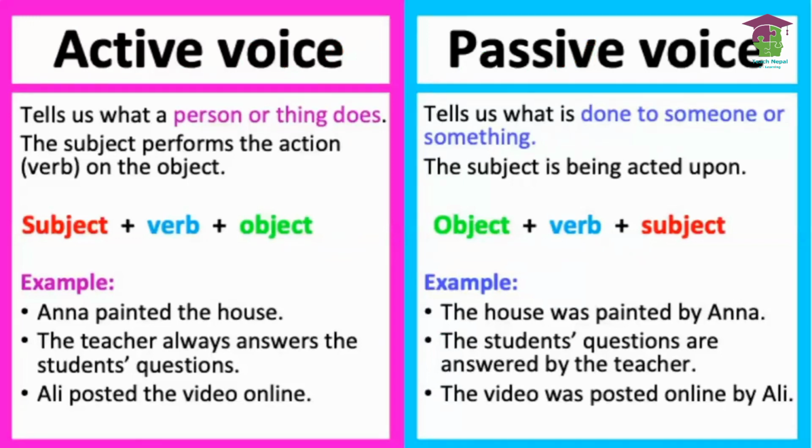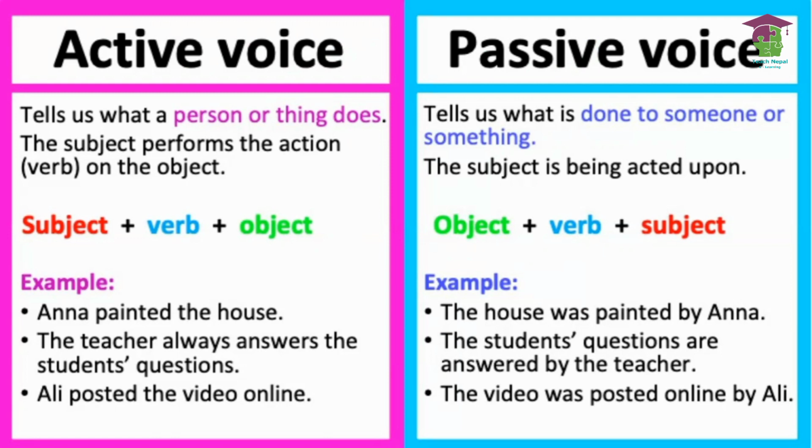So here you can see it tells us about a person or thing, right, that does a work, the subject that performs the action, right, and the effect is on the object there. The passive sentences, they tell us what is done to someone or something, right? The subject is being acted upon.